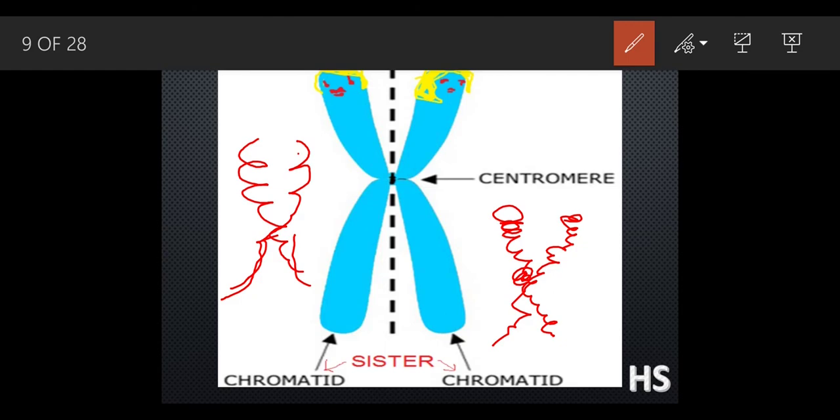Each chromosome has a center in between, which is called the centromere. These chromatids are identical in shape, so this shape is identical with this one. That is why they are called sister chromatids, and the above one is identical to this one.